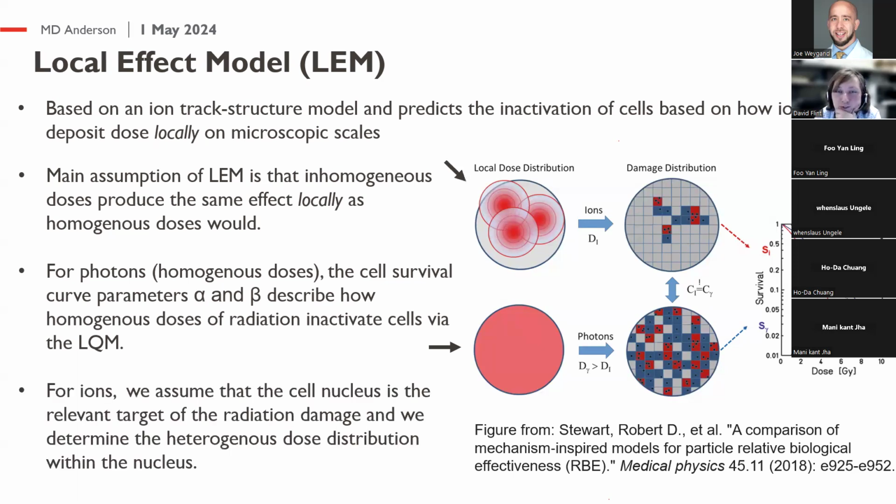But for ions, we assume that the nucleus is the relevant target for radiation damage, and then we calculate what the inhomogeneous dose distribution is across that nucleus according to our track structure model and the fluence of particles that we're exposing the cells to. So we basically have these two cases: a homogeneous dose distribution case and an inhomogeneous one, and we're curious to see how the survival changes when you go to inhomogeneous doses.